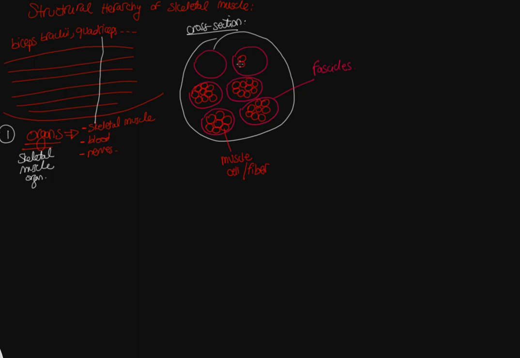Let's not forget that since this is an organ, we've discussed this one type of tissue that makes it up, which is skeletal muscle. But as I mentioned, we also have other types of tissues present in this organ. And so we have, for example, nerves, as well as blood vessels.